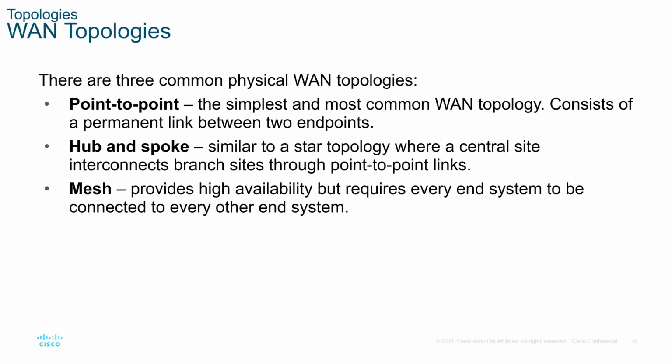As far as physical topologies, we basically use three main types. Point to point. This is the simplest and most common WAN topology. It consists of a permanent link for two endpoints. If you have one computer directly connected to another, it is considered point to point. You may buy a leased line that goes across the country or across the state. This would also be considered a point to point.